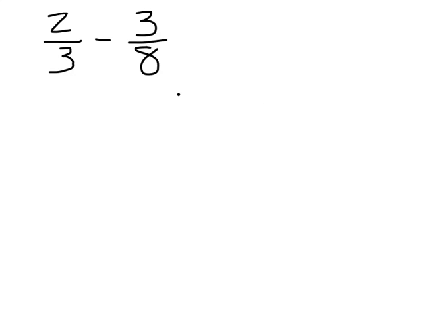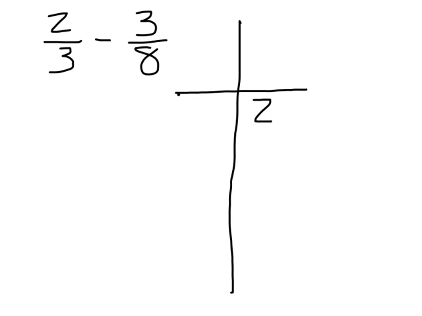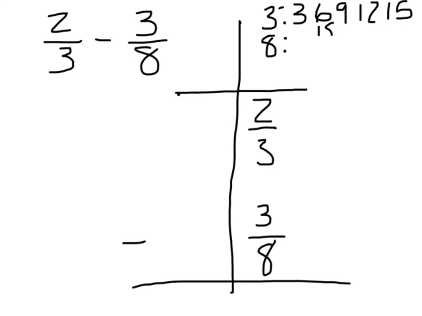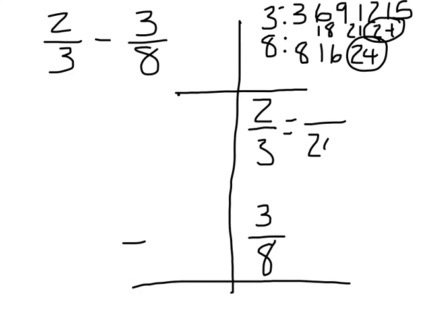Let's look at another example. 2/3 minus 3/8. Again, I can't subtract these fractions unless they have the same denominator. So I'm going to put them into my t-chart, 2/3, 3/8. The first thing I need to do is find the least common denominator. What's the least common denominator of 3 and 8? It's 24. Because when I list the multiples of each of these numbers, the smallest one on both lists is 24. So I need to change each one of my fractions so that its denominator is 24.